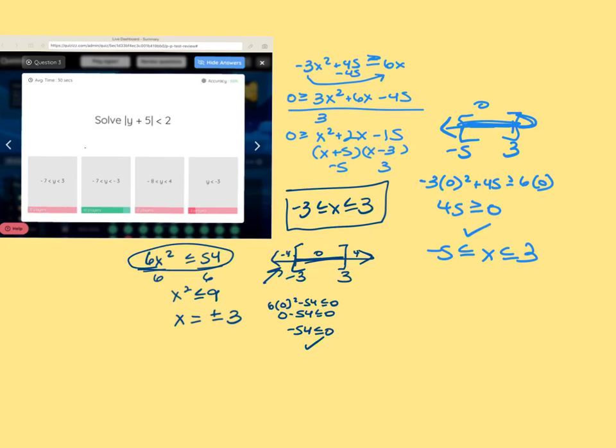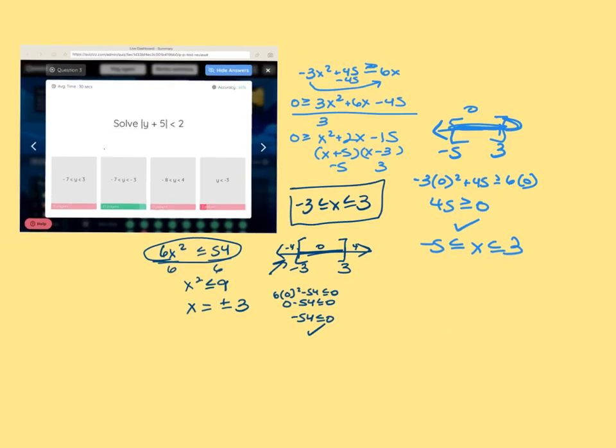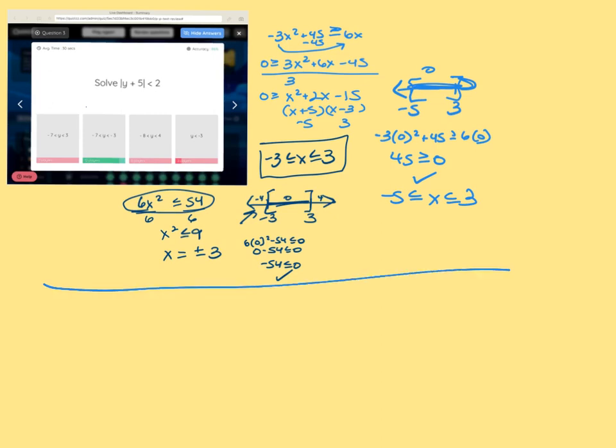And then we got the inequality with the absolute value. So we've got absolute value, y plus 5 is less than 2. Less than is your and statement. Negative 2 goes on the other side. Y plus 5 stays that way. Subtract the 5. Negative 7 is less than y, which is less than negative 3, which is that second choice there.